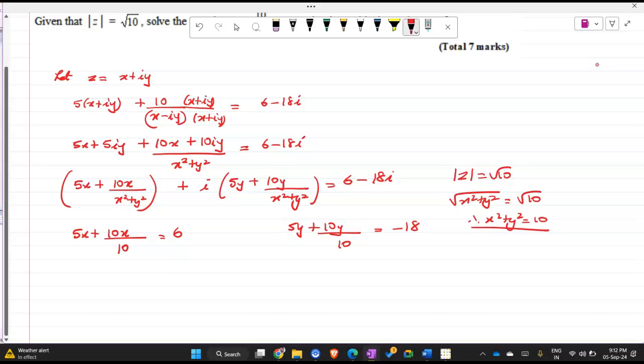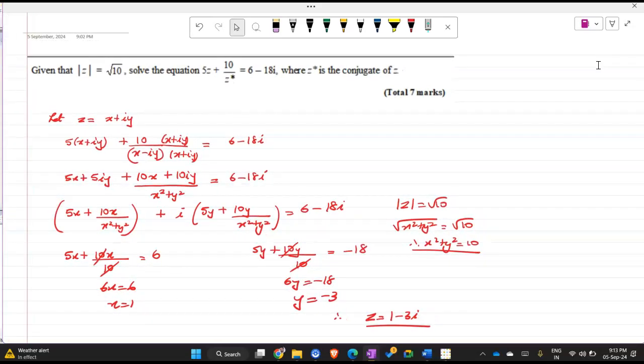So 10. So this and this cancels. Correct? This and this cancels. So 6x is equal to 6, x is equal to 1. This is 6y is equal to minus 18, y is equal to minus 3. Correct? Therefore my z is equal to x plus iy, 1 minus 3i. That's it.